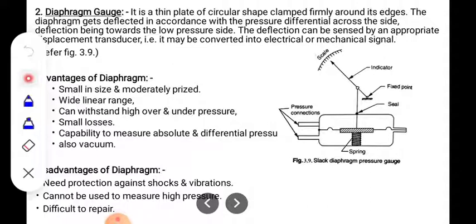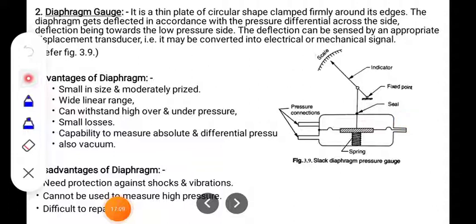Okay, so the advantages are small size and moderate price, meaning there is no high price for this instrument, wide linear range, can withstand high over and under pressure, small losses, and capability to measure absolute and differential pressure. In addition to that, vacuum pressures can be measured with the help of the diaphragm gauge.